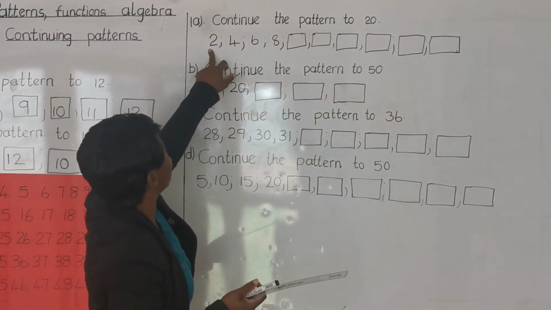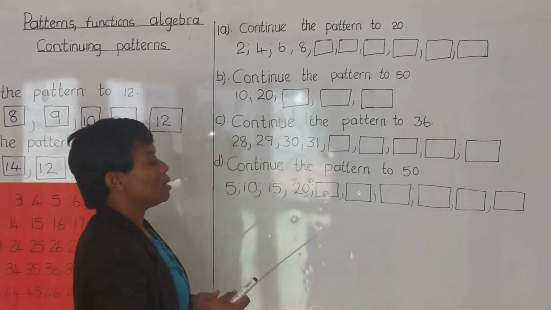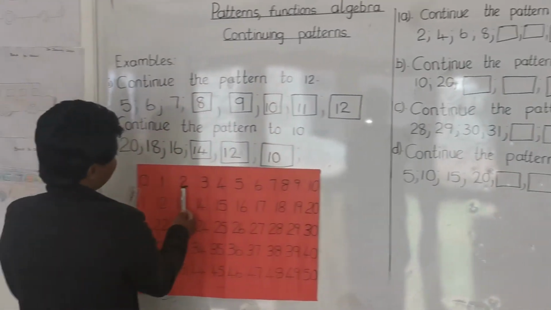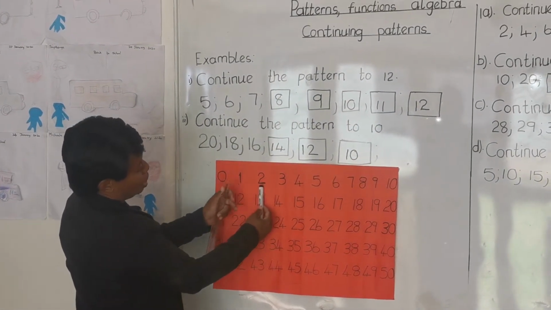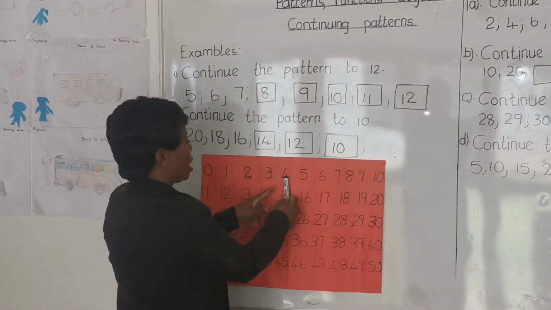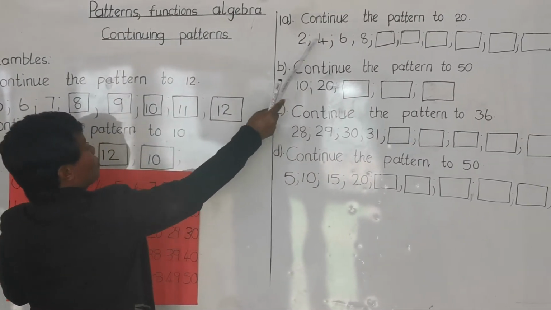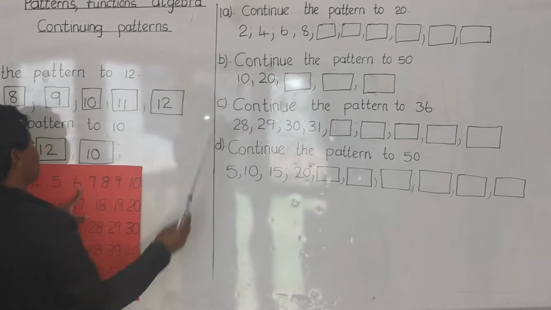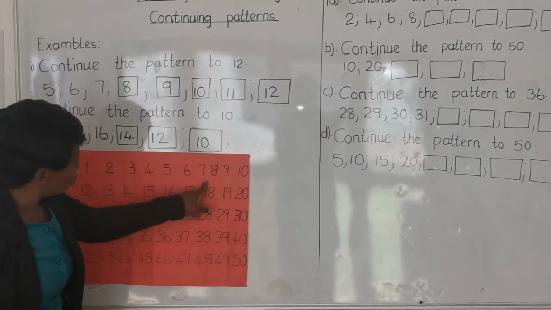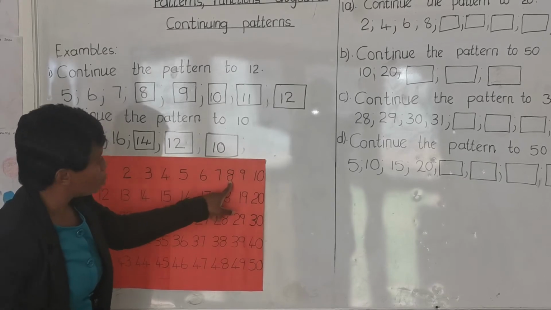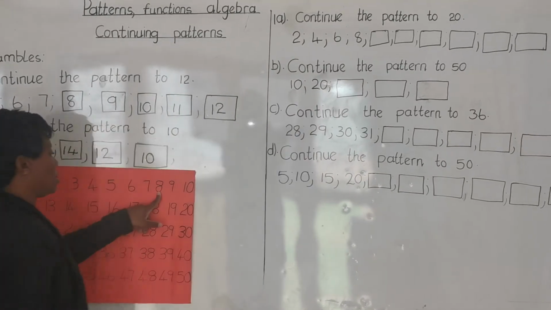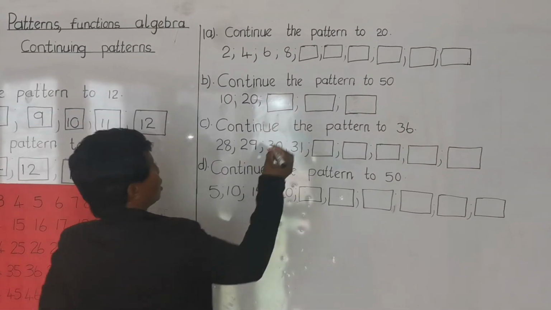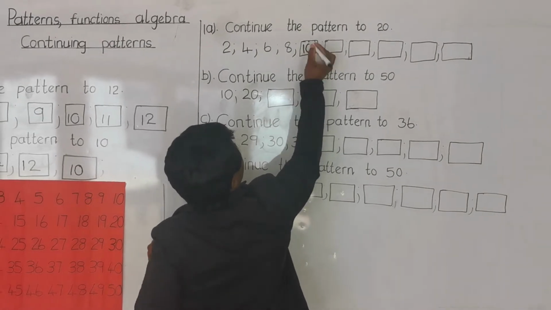We start from 2. From 2, we go on to 4. It means we are adding 2. So we start from 2. Here is our 2. We add 2 numbers from 2. 1, 2. Our next number is 4. Then from 4 we add 2. 1, 2. Our next number is 6. From 6 let's add 2. 1, 2. The next number is 8. Now let's add 2 again. 1, 2. It means that our next number here is 10.